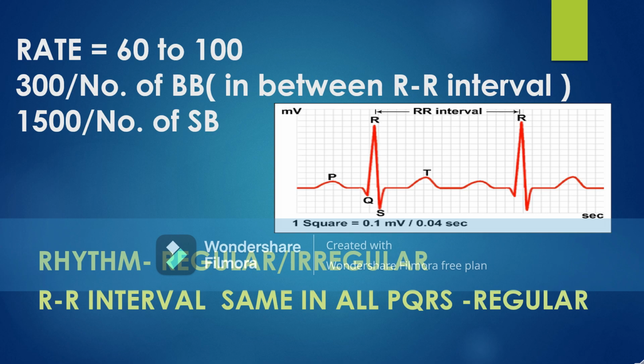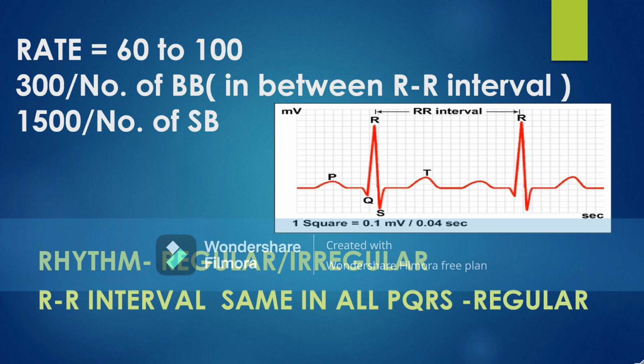Heart rate can be calculated by a formula: 300 divided by the number of big boxes in between the RR interval, or 1500 divided by the number of small boxes in between the RR interval. This can be done only for a regular ECG or regular rhythm.